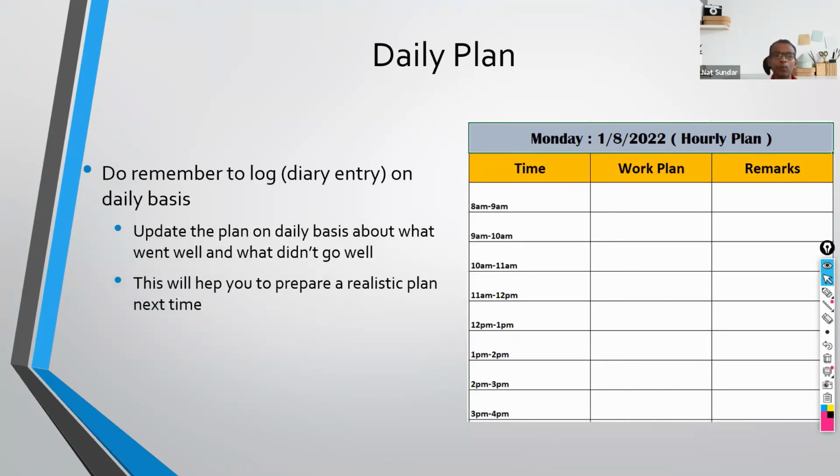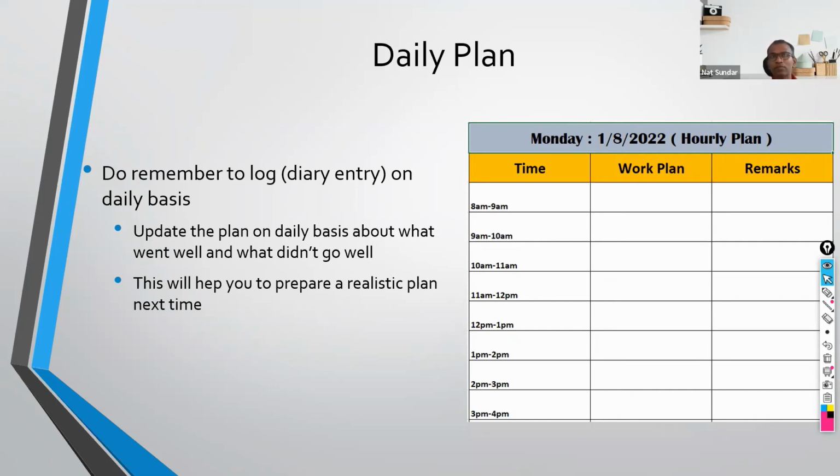What is really important at the end of every day, I want you to log. So I want you to update the plan. This is what I thought I was going to do, but this is what I was reasonably, practically able to do. What is the purpose of it? As you go through, you will become good at estimating. You will be good at planning around.